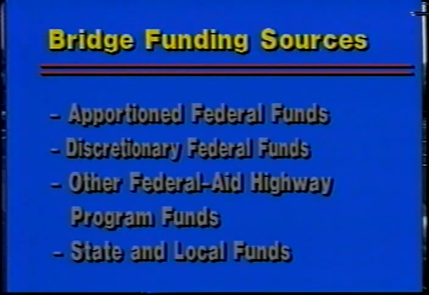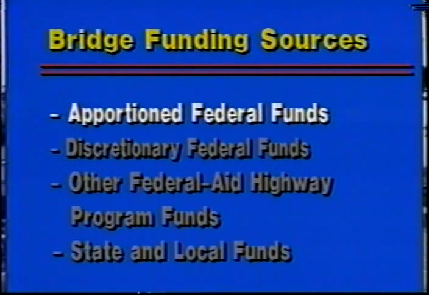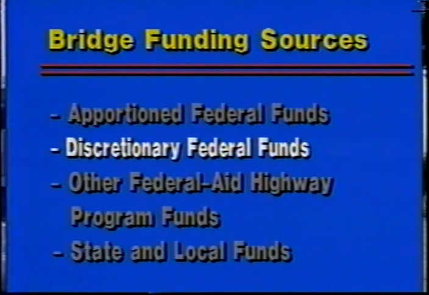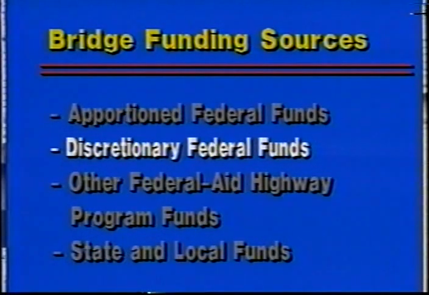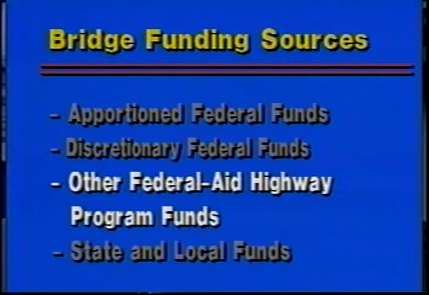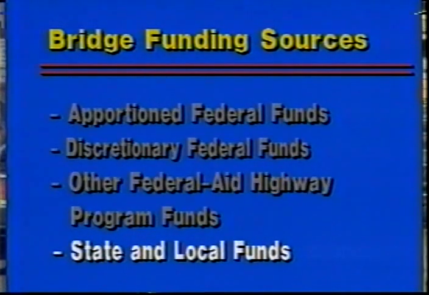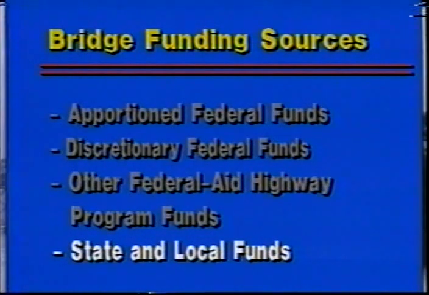The funds to improve deficient bridges have numerous sources. Apportioned federal funds are distributed to the states according to relative bridge needs. Discretionary federal funds are allocated for individual bridge replacement or rehabilitation costing over $10 million, or more than twice a state's annual apportioned funds. Other federal aid highway programs include funds such as disaster relief. State and local funds might include fuel taxes, highway user taxes, general revenues, and bond issues.